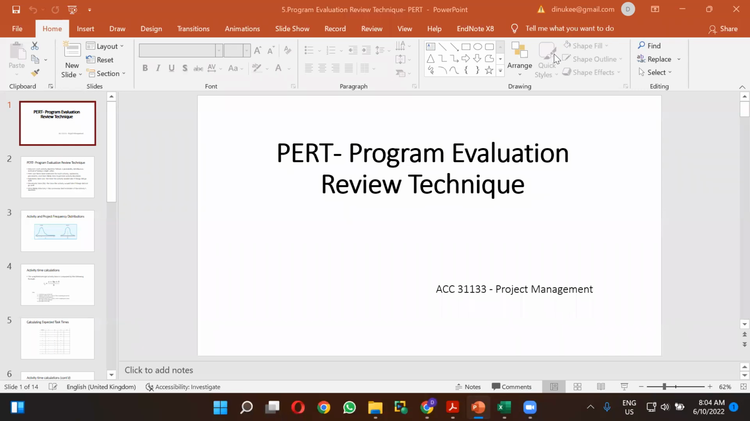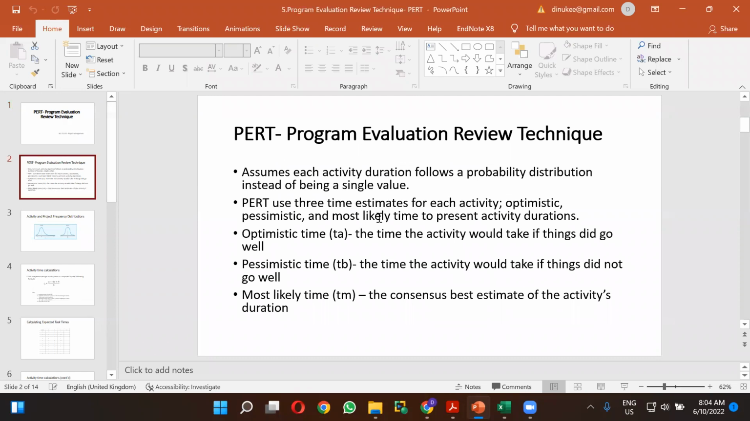It is called Program Evaluation Review Technique, and you can shorten this as PERT, right? So basically you have to understand the meaning of this Program Evaluation Review Technique, right?